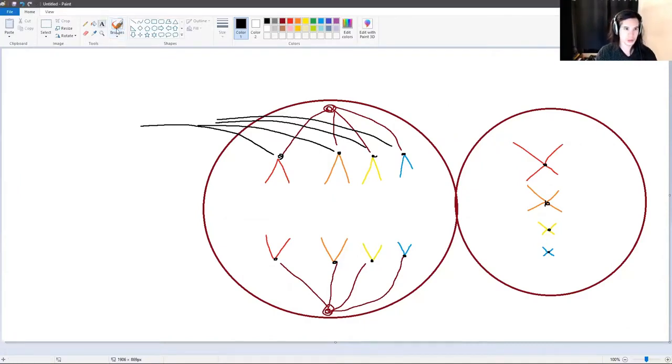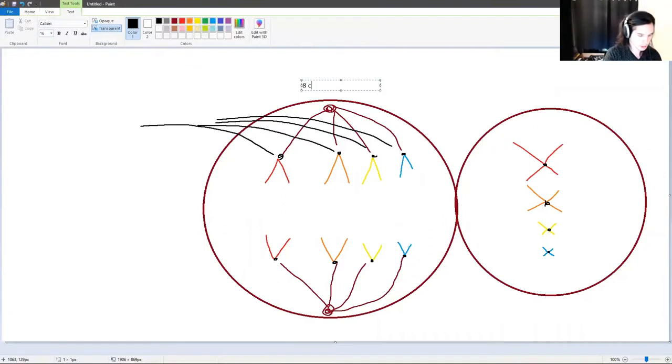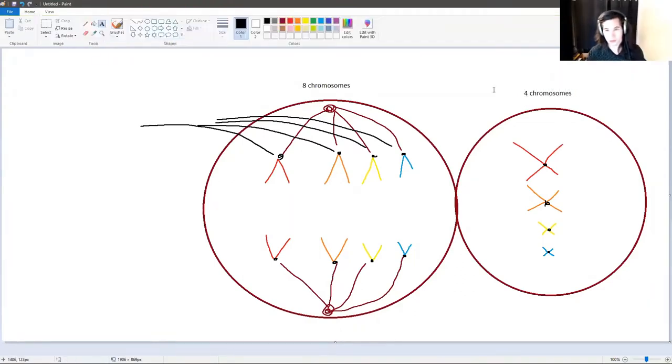So I'll just type out 8 chromosomes, 4 chromosomes. That's because there's a gray area. Technically when those centromeres are combined, there's probably a hard line in between them. So you could say, oh, technically, these are separate chromosomes, but we're not as precise at the moment.